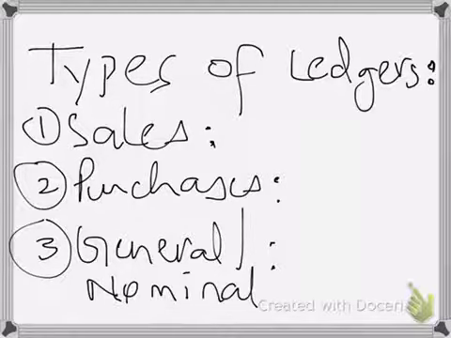Okay, so that brings us to the types of ledgers. Basically, we have three types of ledgers in accounting. Now, first of all, what is a ledger? A ledger is a register in which we have T accounts. All right. So another question could be why do we have three ledgers?